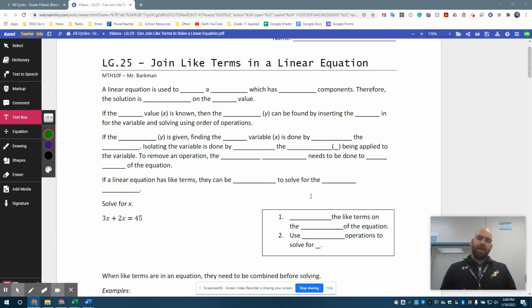Now we're going to take a look at what happens if there are two different terms that have an x value, and making sure that we combine those like terms before we can solve for the variable. Let's do a little bit of review here.